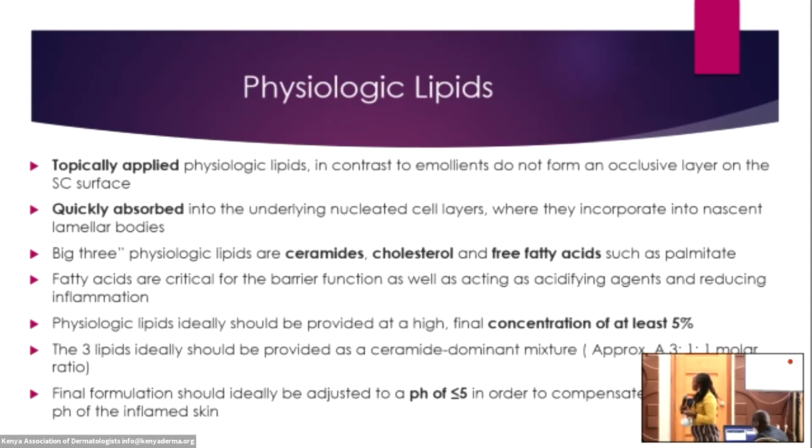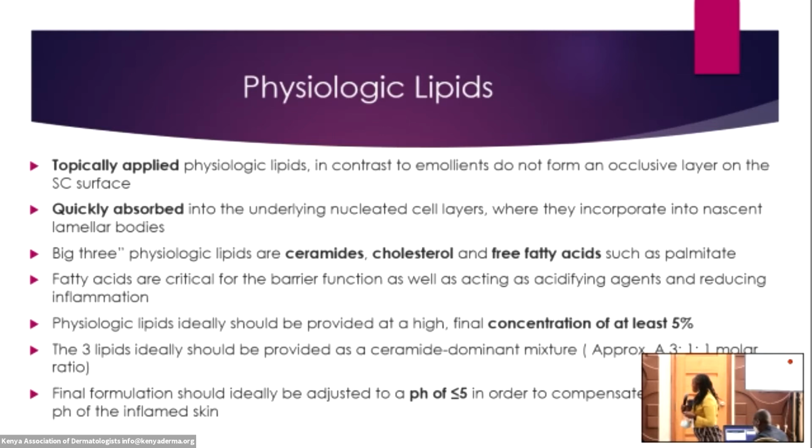So physiologic lipids, I would say these are some of the newer things that have been in the market, which are used in combination with ceramides. And these ones are topically applied physiologic lipids. In contrast to emollients, they do not form an occlusive layer on the surface of the skin. They're usually quickly absorbed into the underlying cells where they incorporate into your own physiologic lipids. So here they're supposed to potentiate the effect of your own natural physiologic lipids. And the big three lipids which are currently in use are cholesterol, free fatty acids, along with the ceramides.